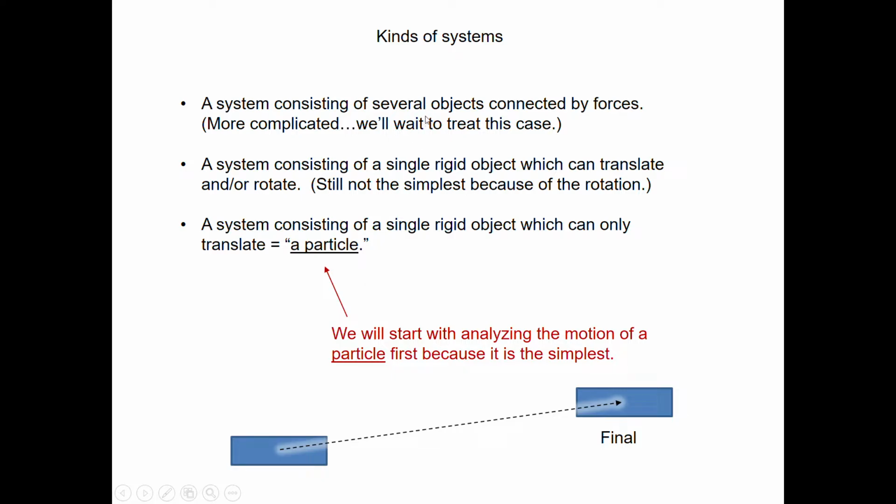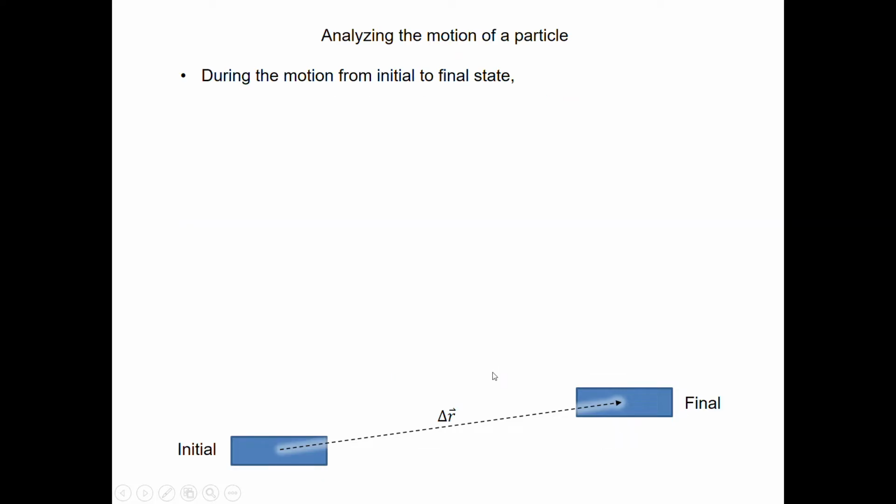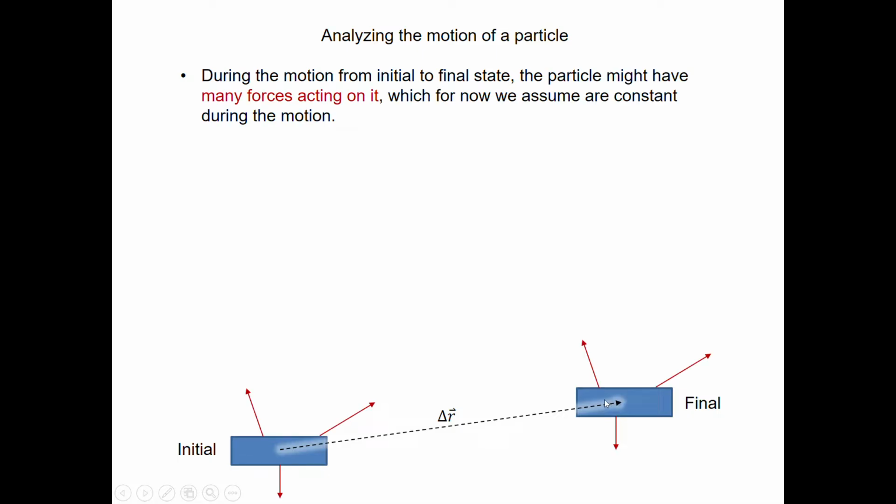Later on in the chapter, we'll get to this most complicated case. Now, in the motion from the initial to final state, I'm imagining here's the displacement of maybe the middle of the object up there, there's the displacement vector. There are always lots of forces that act on it, and I'm just going to denote those forces qualitatively by red force vectors here. We're going to assume for now that those forces are constant all the way through the motion.